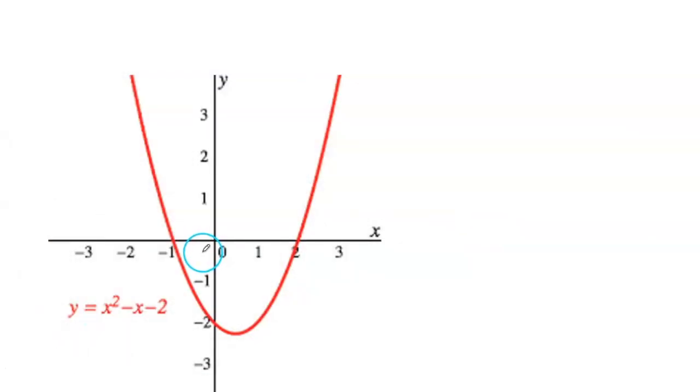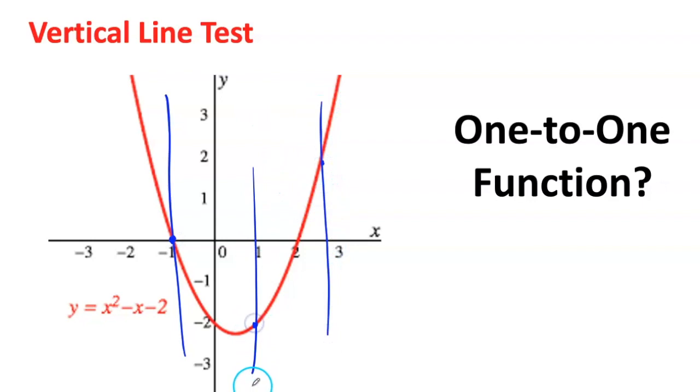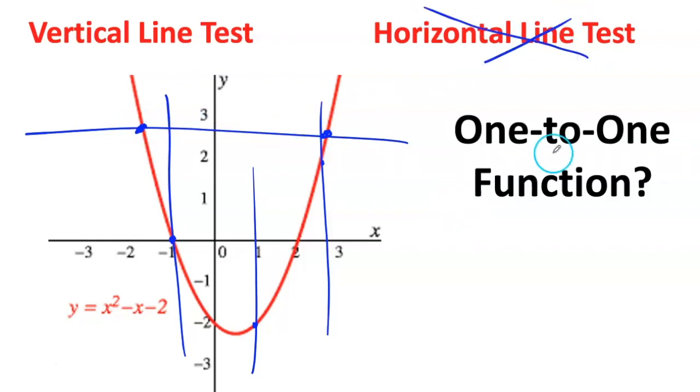Is this a one-to-one function? Let's check. Is this a function? Yeah, it's touching only 1 point. It is a function. Let's test for the horizontal line test. Oh, I'm touching 2 points, so it failed the horizontal line test. Therefore, this is not a one-to-one function.